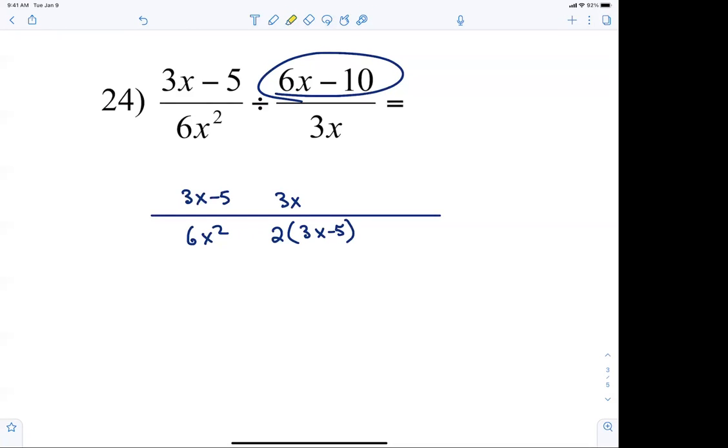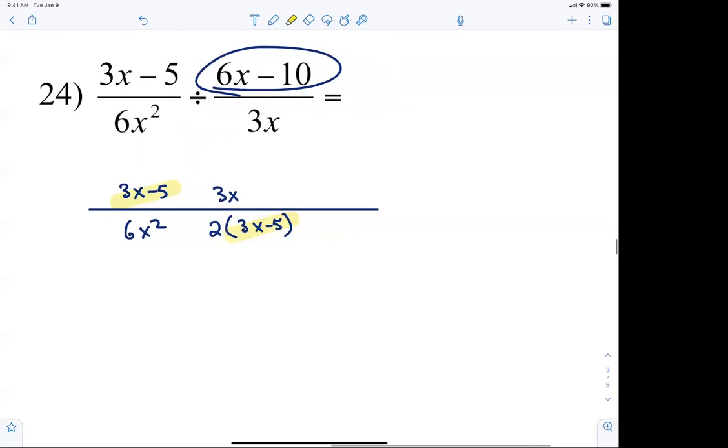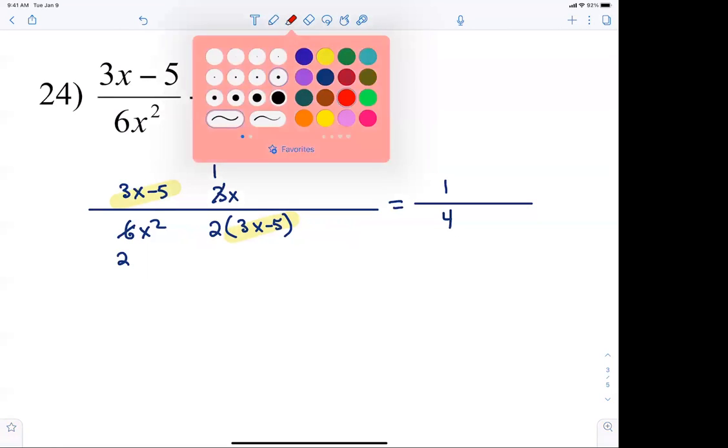Now, 3x minus 5, 3x minus 5 equals fraction bar. This 3 becomes a 1, the 6 becomes a 2, so that fraction looks to me like 1 what? 1/4. I think it's 1/4, right? Yeah. You see the two 2s, right?